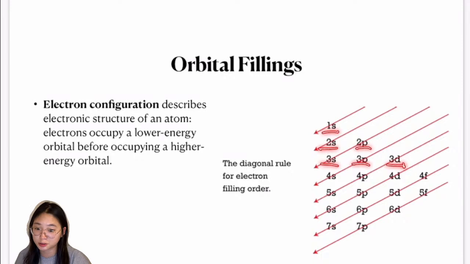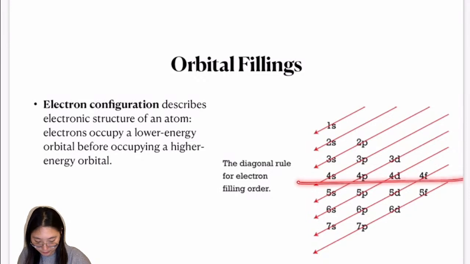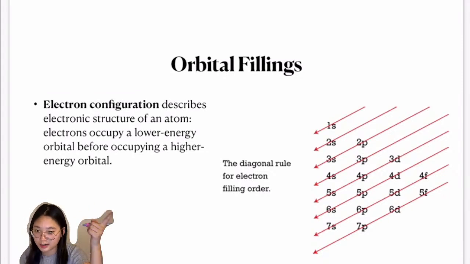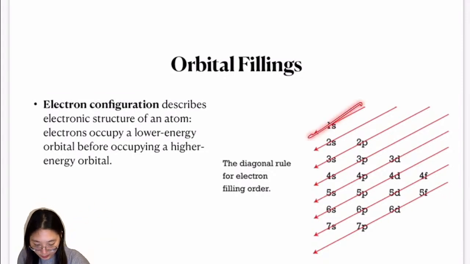Well, that would be ideal situation, but actually they don't follow this order. So you will always have to write this diagonal rule. So you just write them out, 1s, 2s, 2p, 3s, 3p, 3d, 4s, 4p, 4d, 4f, and then it goes on. And then you start from the right top corner to the left bottom corner. You just cross it using this diagonal. Okay, and then it's going to follow this order.